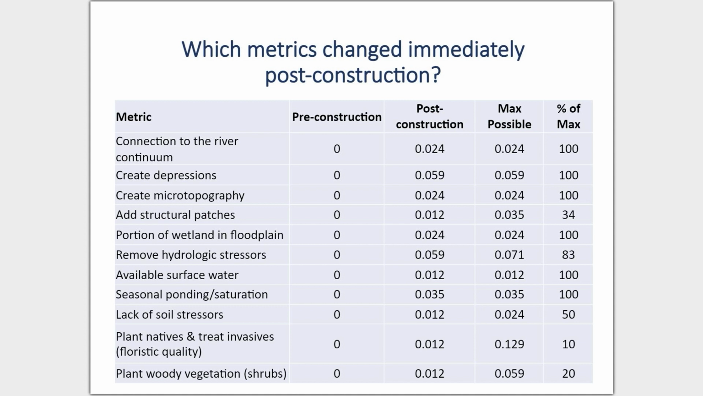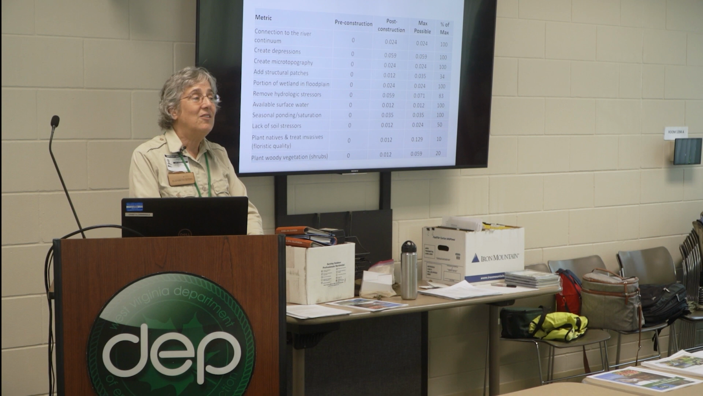Adding structural patches, this was a place these folks really missed out on low-hanging fruit. They only got 34% of the maximum score, and they could have added some more coarse woody debris, and they could have added some stuff and gotten a higher score here with those structural patches. Some structural patches, if they do a good job, are going to develop naturally, and so that score may go up.